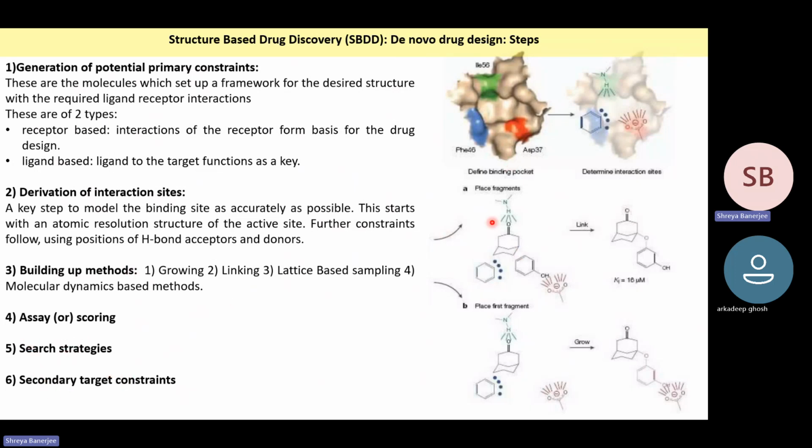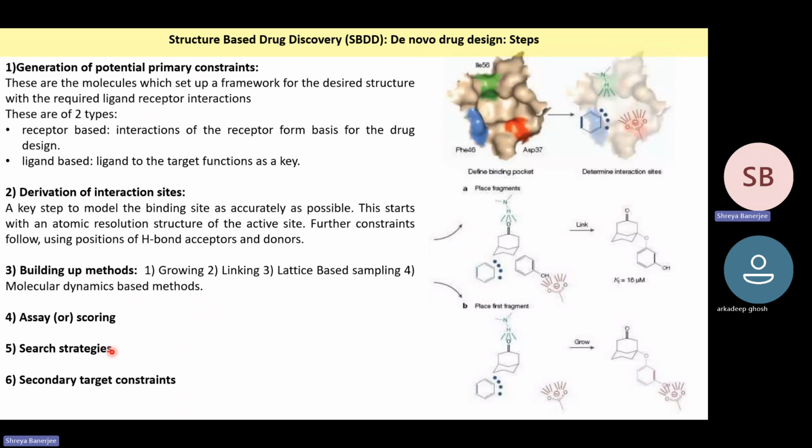So after we find a set of drug candidates which show decent biological activity by step 4, that is the biological assays, then by comparing these drug candidates, we can find out which are the common functional groups, that is, which functional groups are most responsible for the binding. So we can predict how we can add or modify different functional groups to improve the binding further. That is basically search strategies, where we search for different strategies to further refine the binding. And then we have a set of secondary target constraints.